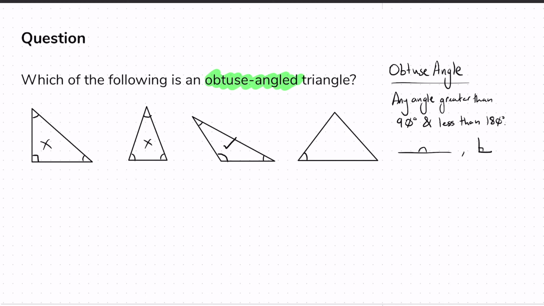This next one, acute, acute. Now this top angle looks to me like it's going to be a right angle triangle, but we need to look into it a little bit deeper. But for this, we can see that it is a right angle triangle.